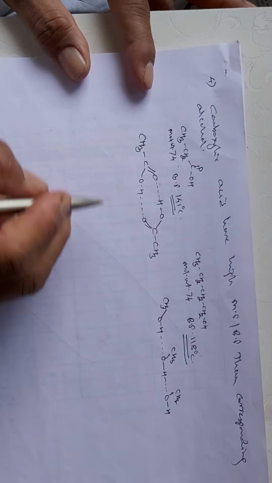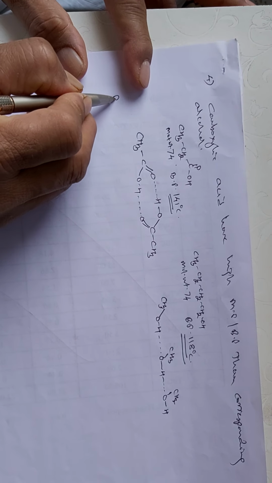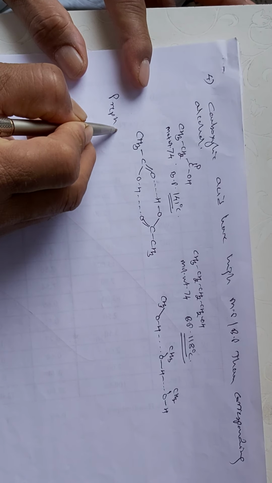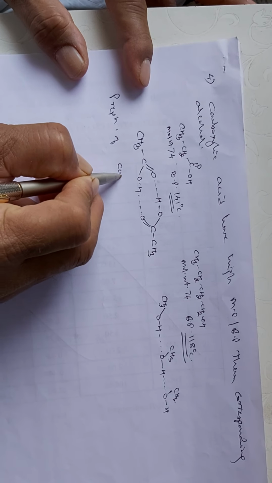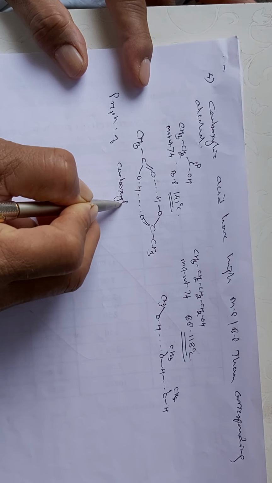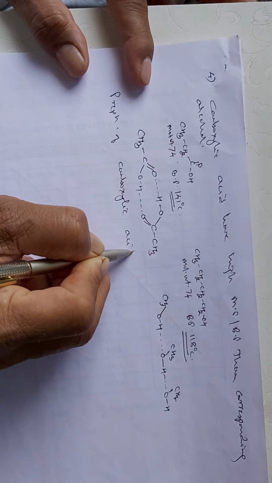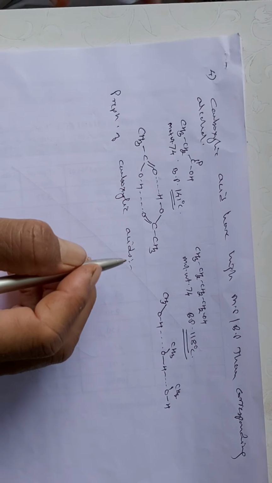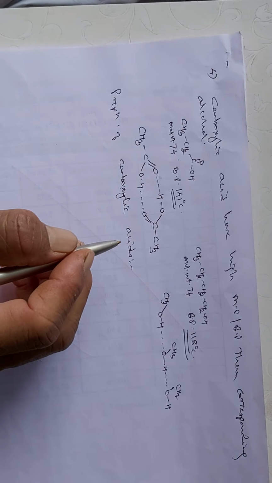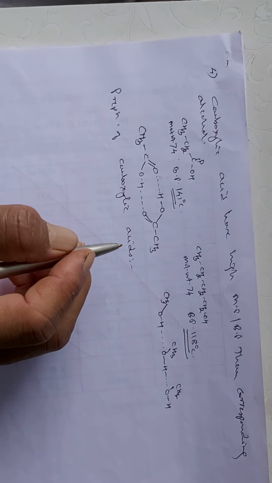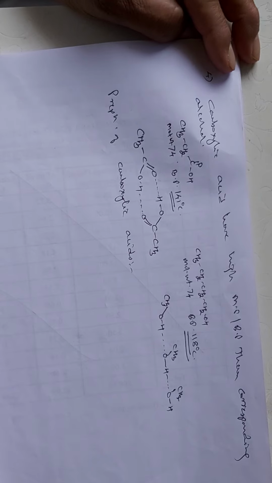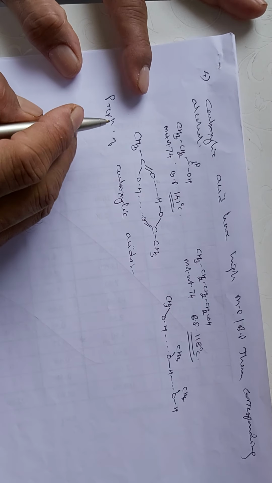Then we will turn towards the next part of this, that is the preparations of carboxylic acid. Here we are not going to deal with each and every preparation method, but we are going to see a few reactions and preparation methods of the carboxylic acid, because most of these reactions were introduced in 12th standard only.